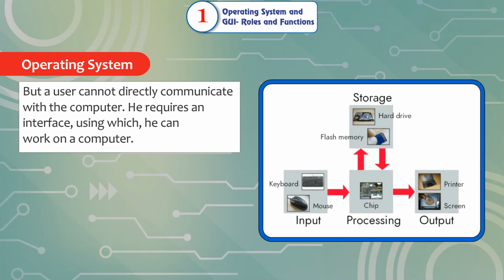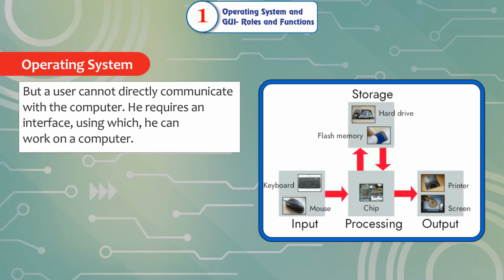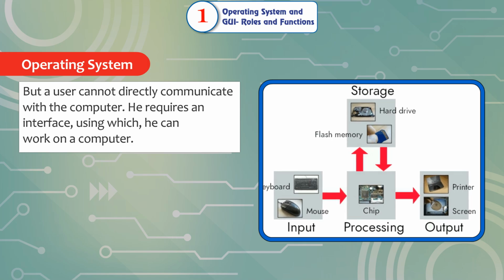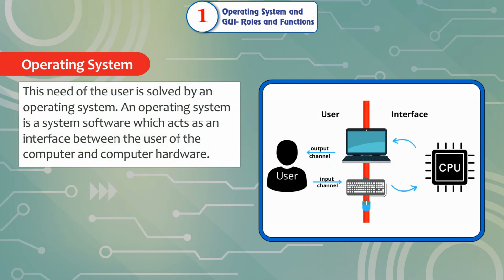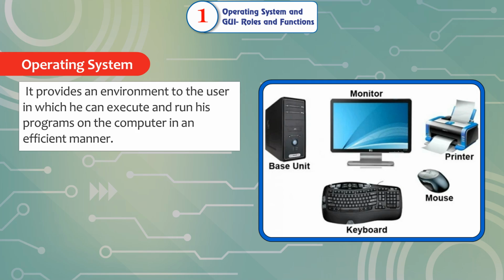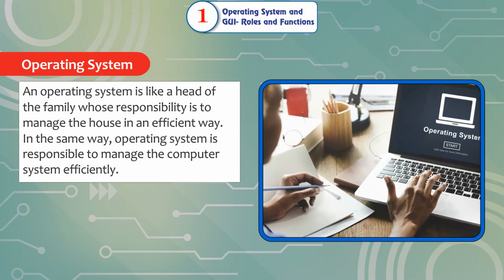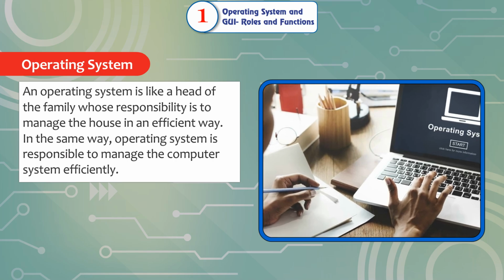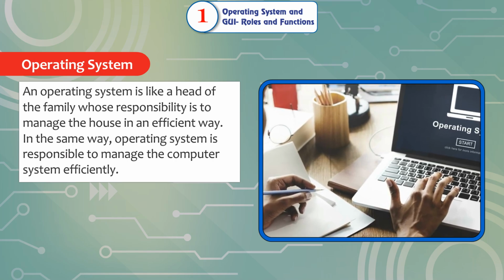But a user cannot directly communicate with the computer. He requires an interface using which he can work on a computer. This need of the user is solved by an operating system. An operating system is a system software which acts as an interface between the user of the computer and computer hardware. It provides an environment to the user in which he can execute and run his programs on the computer in an efficient manner. An operating system is like a head of the family whose responsibility is to manage the house in an efficient way.